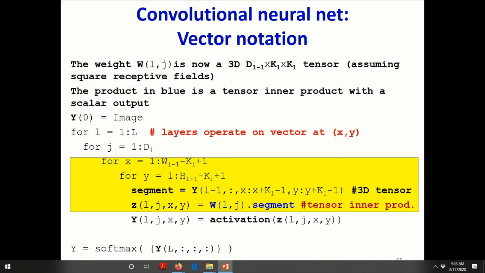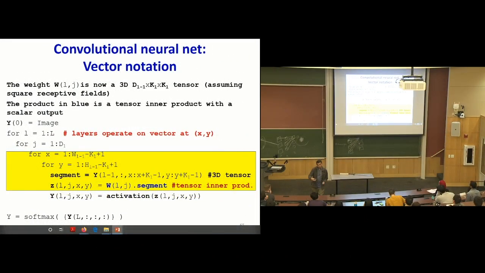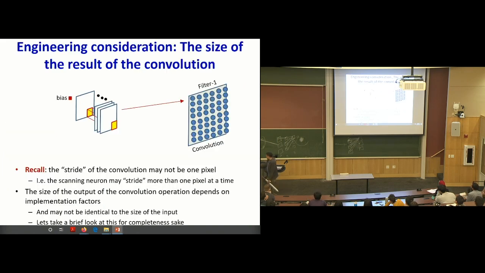For each layer, you'll be going over all of the neurons. And this segment is pulling out a cuboidal location from the stack of planes at a specific location. And then you just compute an inner product between this, what I call the segment, and your cuboidal filter itself. And that's going to give you the output affine value at that corresponding location Z. So this is just the affine operation.